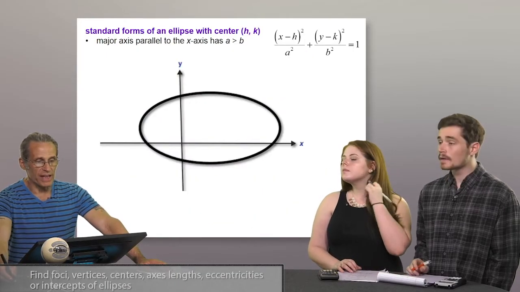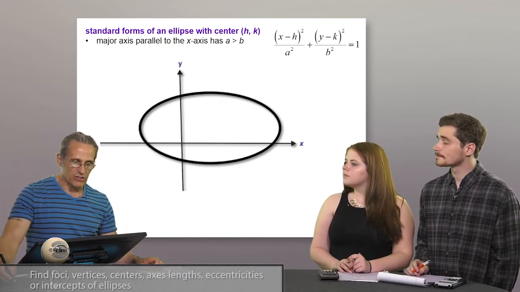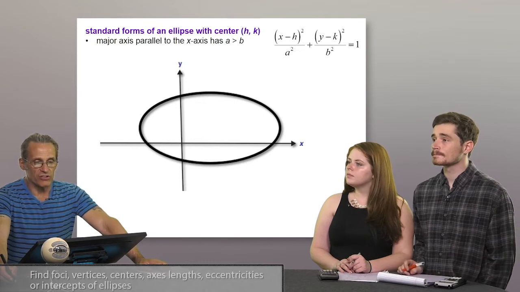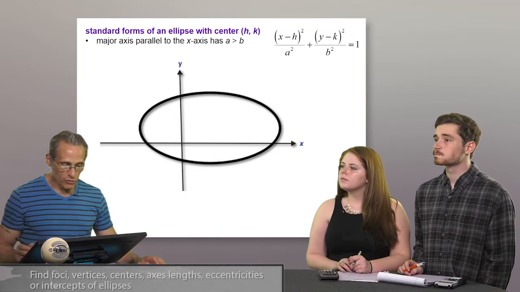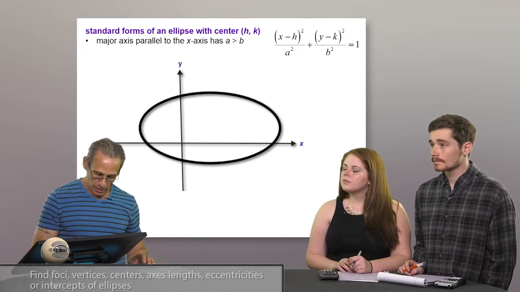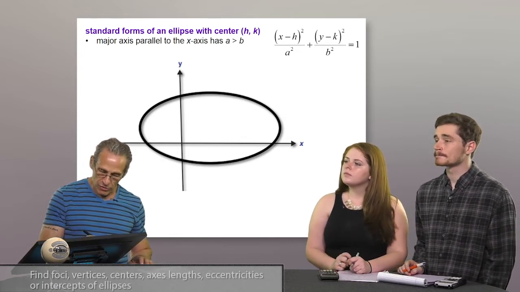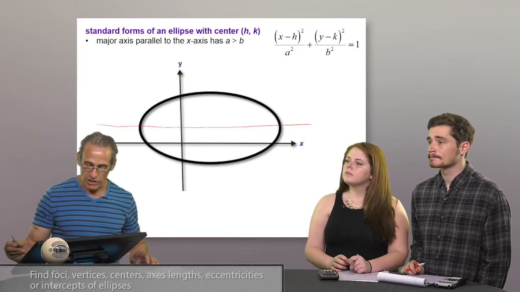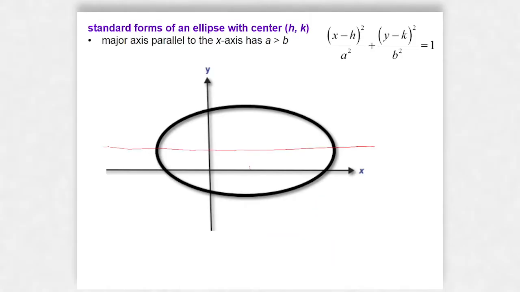For an ellipse that has this particular standard form, what we know is that the major axis is parallel to the x-axis. And that's when a is greater than b. So if you and I are going to recognize some pieces of information, first thing I'm going to do is sketch the major axis, which I'm seeing right here. Now the center is (h, k), so I'm going to put an h here and a k here, and mark it.